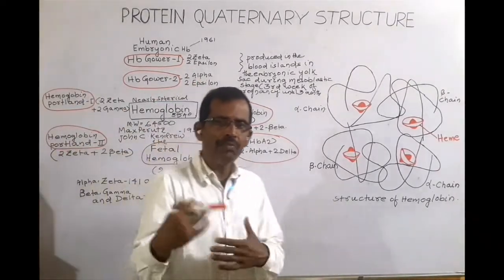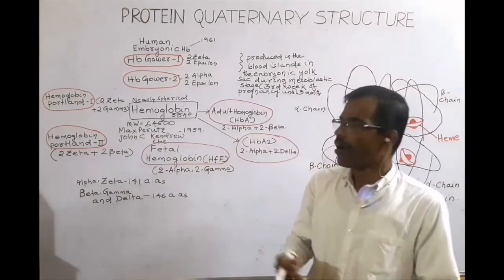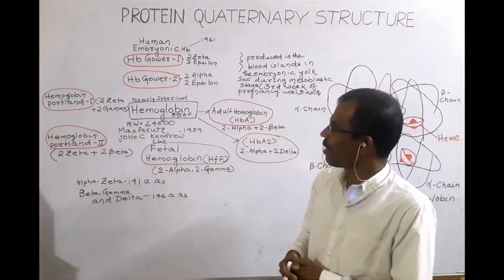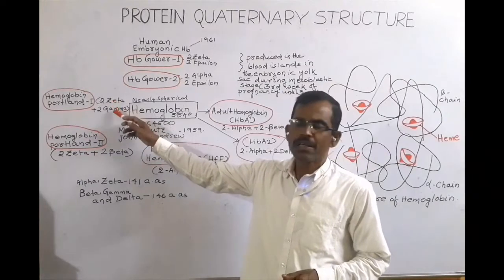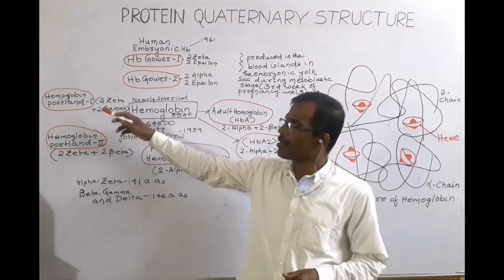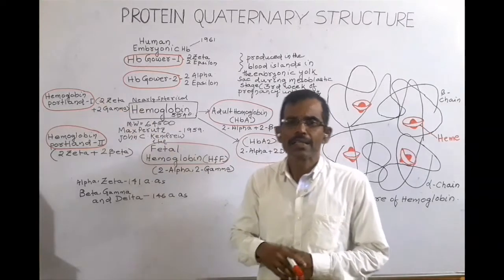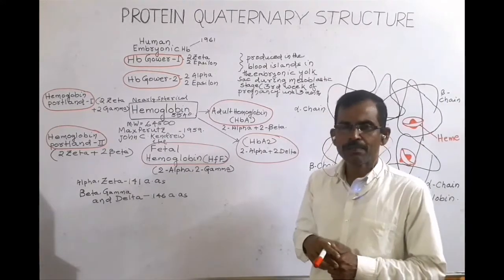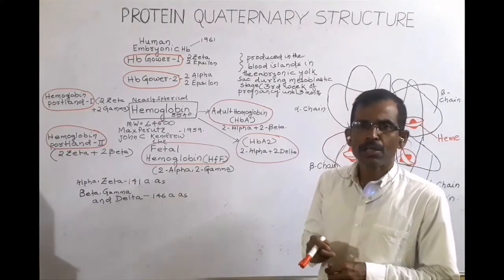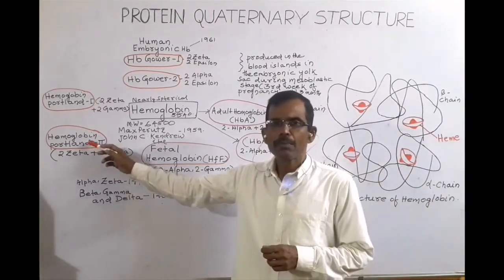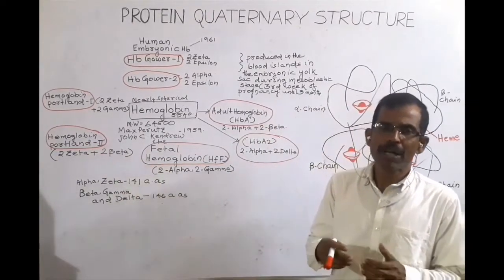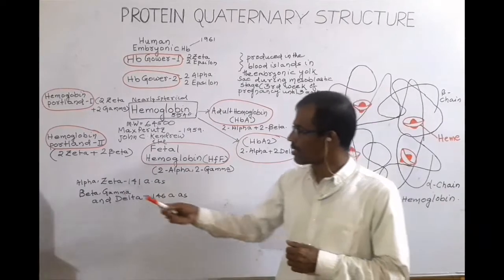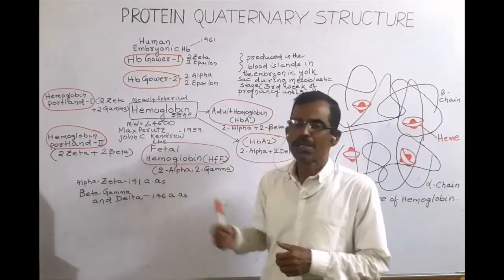There are some minor forms of embryonic hemoglobin. One is hemoglobin Portland 1, which consists of 2 zeta chains and 2 gamma chains, and is expressed at low level during embryonic and fetal stage. Another minor hemoglobin is hemoglobin Portland 2, also expressed at low level during embryonic and fetal life, and it consists of 2 zeta chains and 2 beta chains.